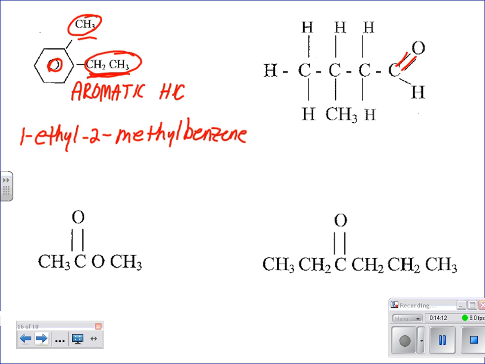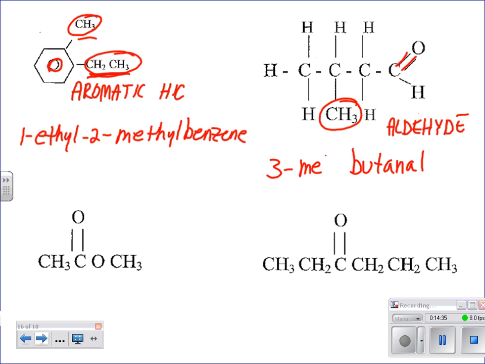Here we have double bonded oxygen, and it's a terminal carbon, so it looks like it's got to be an aldehyde. And you've got 4 carbons, so it's going to be a butanal. Oh, we've got this guy, he almost blended in, so you've got a methyl coming off of number 3, 3-methyl butanal.